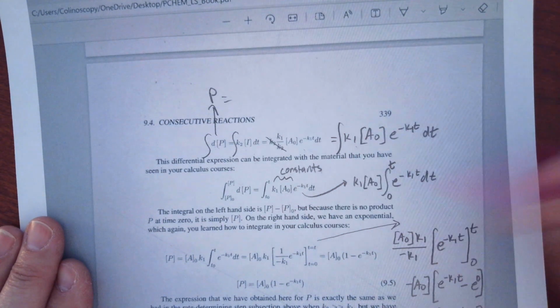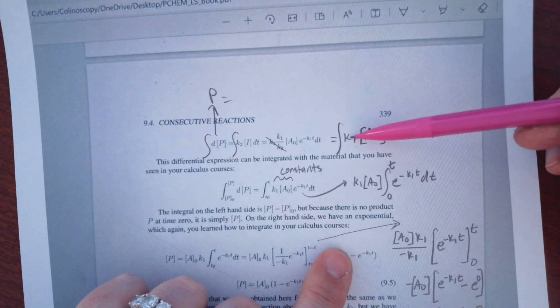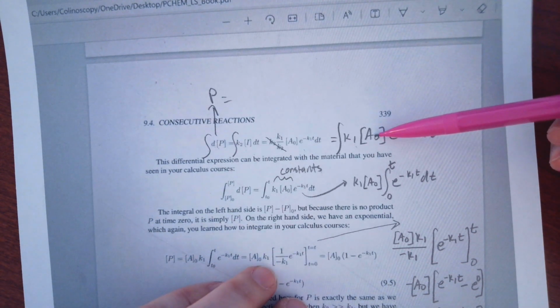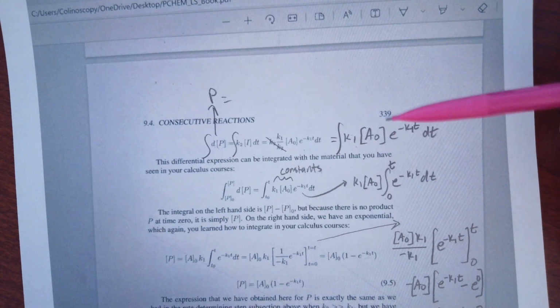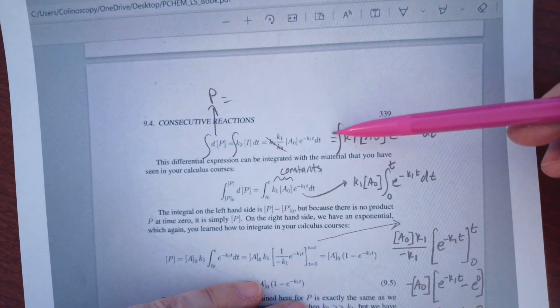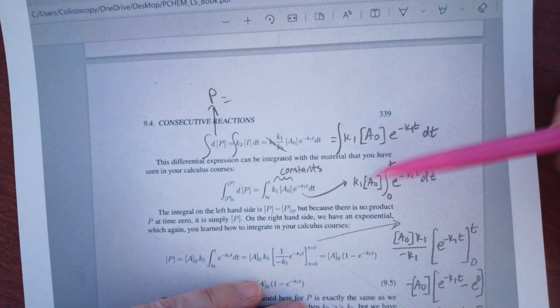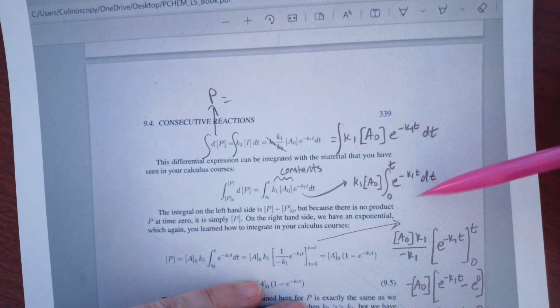That's what we're about to do down here. All right, so we got these two, K1 and A0. Those are just your initial value of A, and K1 is some constant from before. So those can come out front, right? They can come out front, they're constants. And so basically you have the integral of this left to do, right?